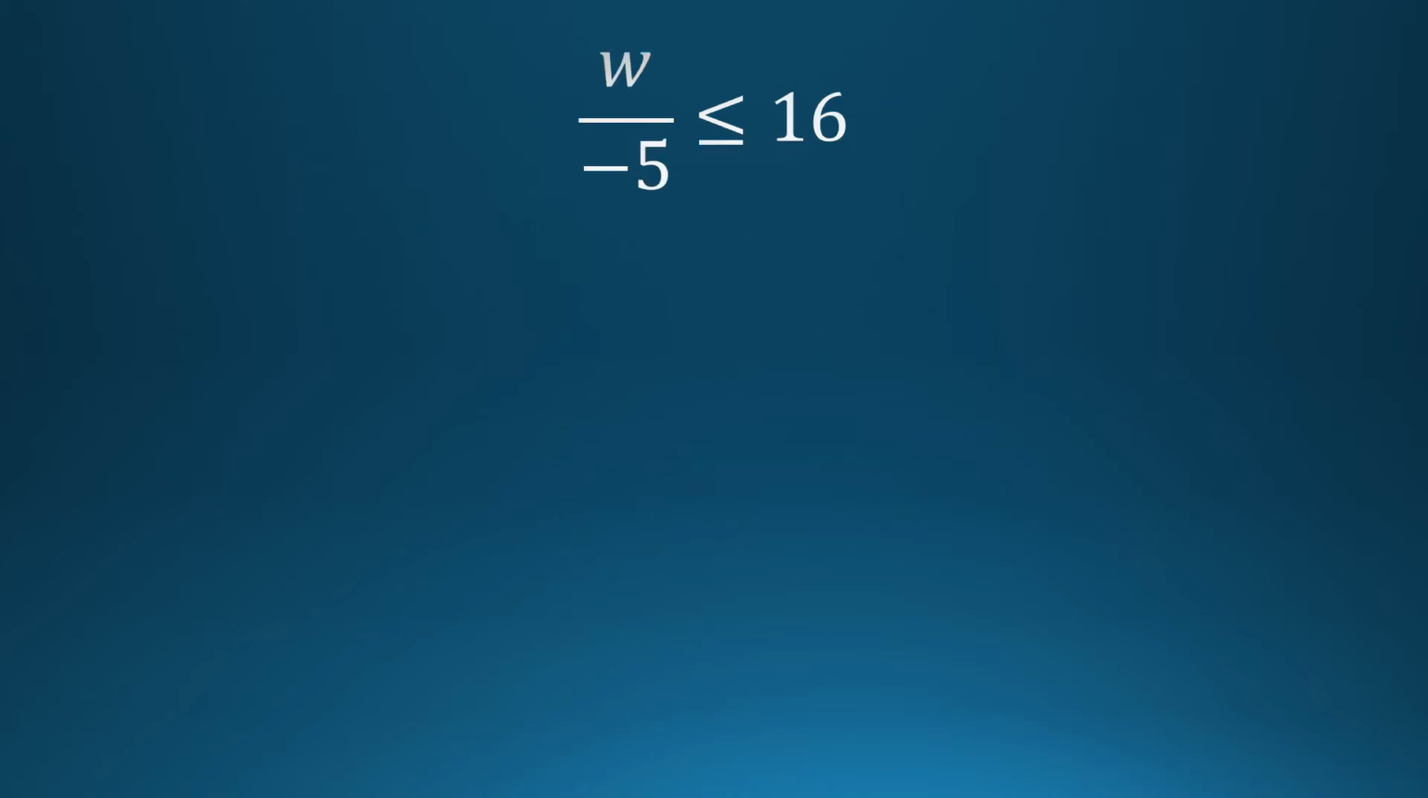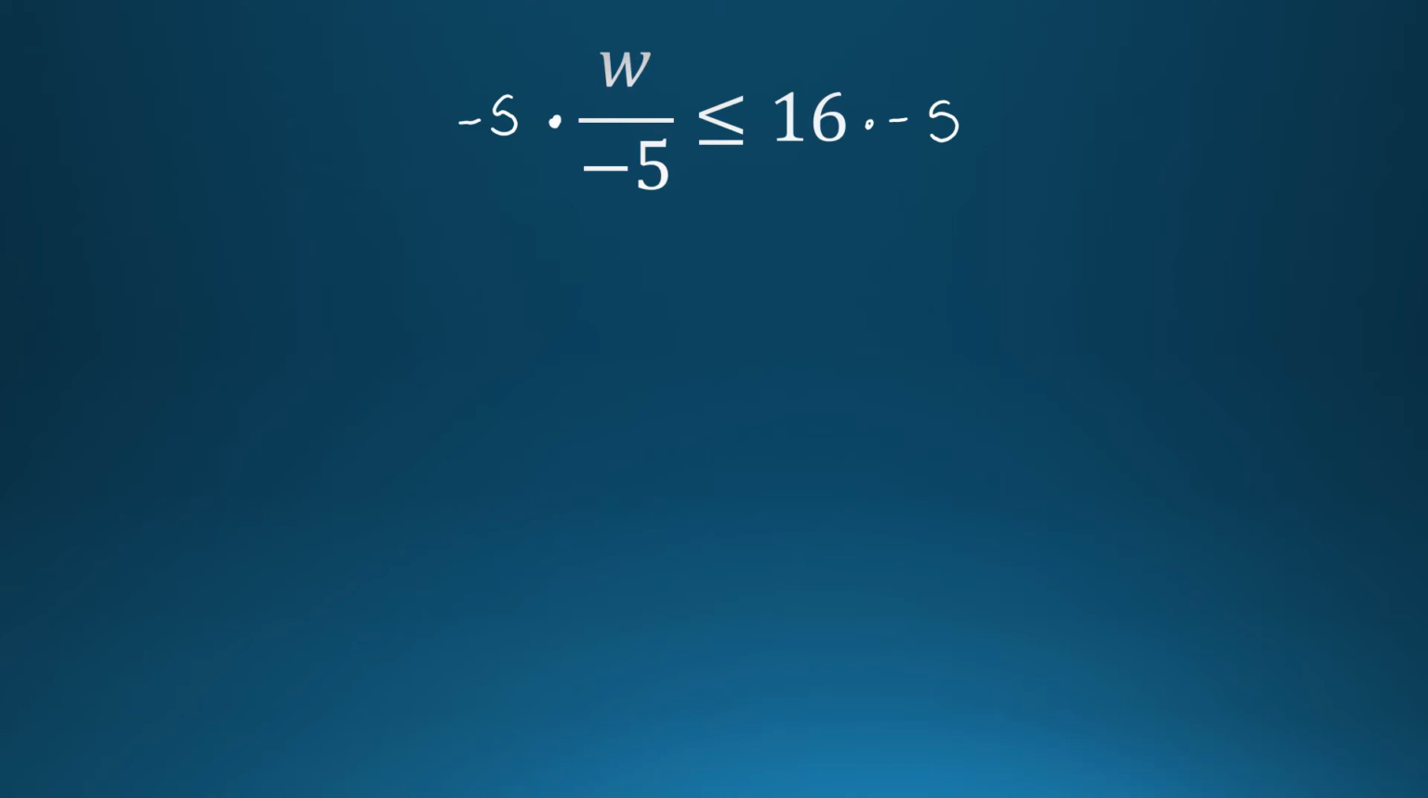This next example looks very similar to the one we just did. We have w divided by negative 5 is less than or equal to 16. Now, if we want to isolate the variable w, we have to multiply both sides by negative 5. And this is where that extra step comes in. If you multiply both sides of your inequality by a negative number, you have to flip the inequality symbol.